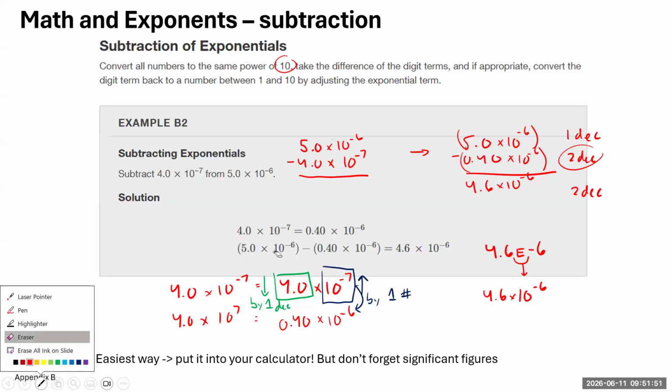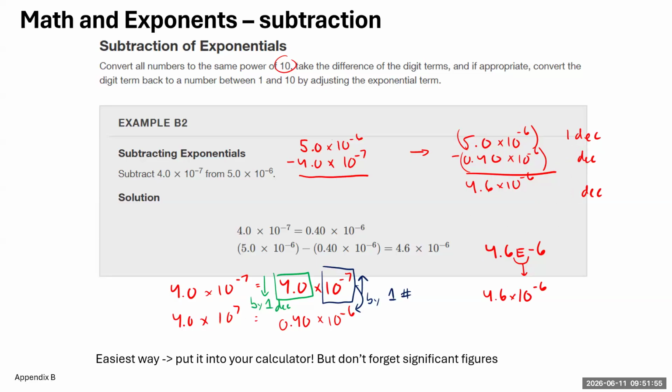Oh, sorry, I actually made a mistake here. We should have one decimal place in the answer, because this is one decimal and that's two decimals. We want to use the least amount of decimals, so it should be one decimal. So these here are the same number. That's why you want to use the calculator you're going to use on the exam really early, so that you get practice at it. So 4.6 E negative 6 is the same as 4.6 times 10 to the negative 6.